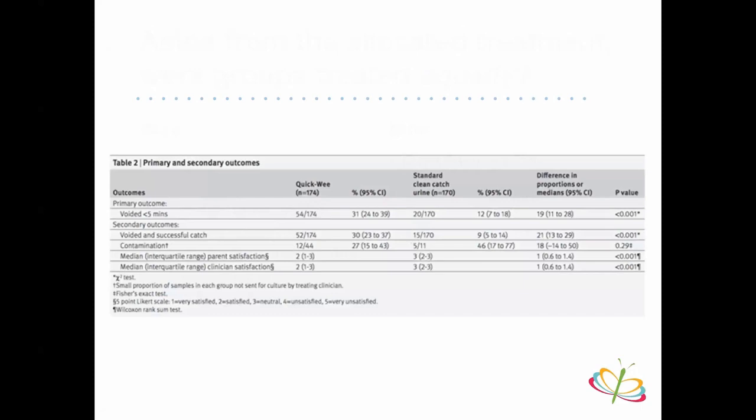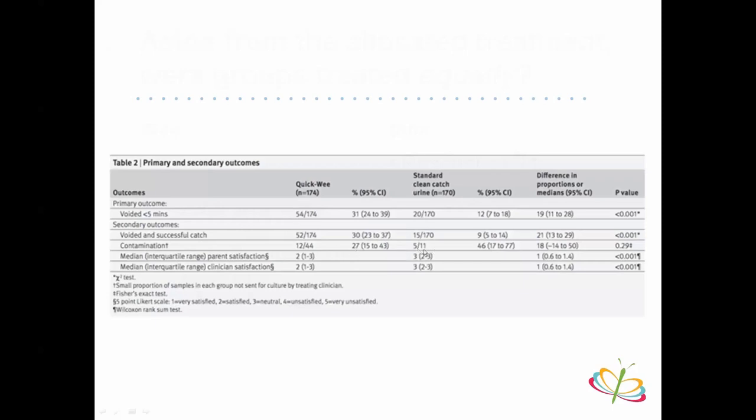So does the Quick-Wee method mean that missed voids are less likely? Probably not. Since the study wasn't blinded, the clinician or the nurse, whoever is sitting there catching the urine, is paying a lot more attention to the Quick-Wee arm, so they're more likely to catch the urine versus the standard clean catch. They're just doing what they normally do, waiting and catching the urine as they normally do, so they're not paying as close attention. Also looking at contamination, we have 12 out of 44 versus 5 out of 11.